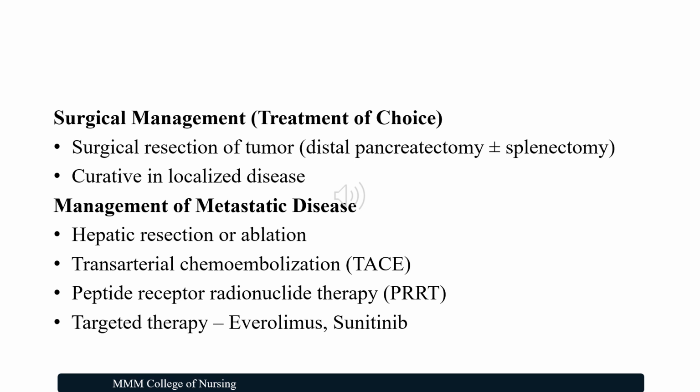Surgical management. Surgical management varies according to the treatment of choice. The surgical options include surgical resection of the tumor, that is distal pancreatectomy or splenectomy. For the management of metastatic disease, that is when the disease has metastasized, we can do hepatic resection or ablation, transarterial chemoembolization, peptide receptor radionuclide therapy, and targeted therapy like everolimus and sunitinib.